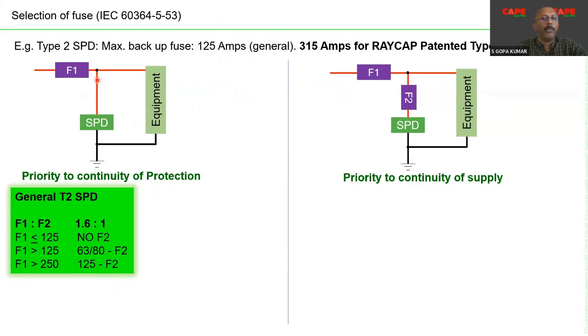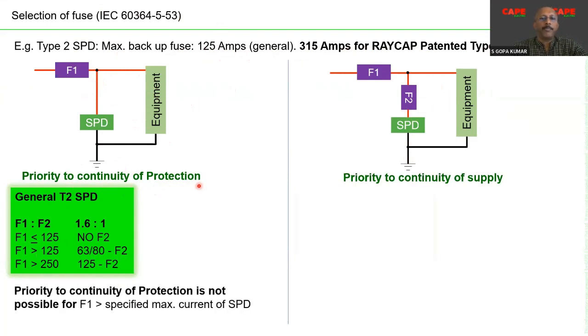Up to 125 amps you don't need any additional backup fuse, but then you are going to achieve the priority to continuity of supply. You are compromising. What you are going to achieve is priority to continuity of protection. Your protection is achieved, but the supply is a small issue.